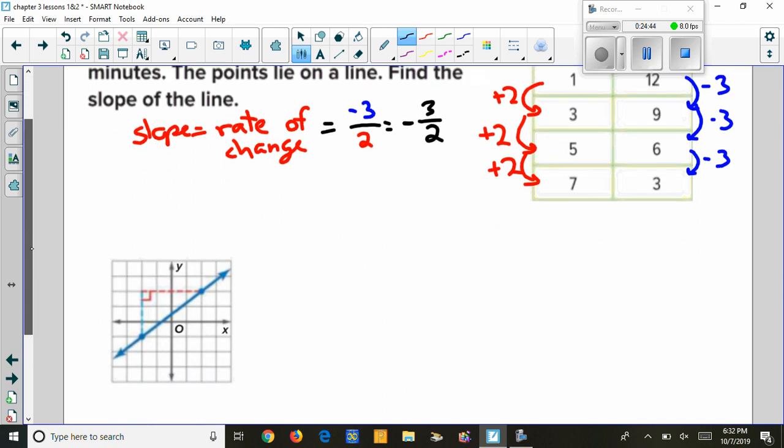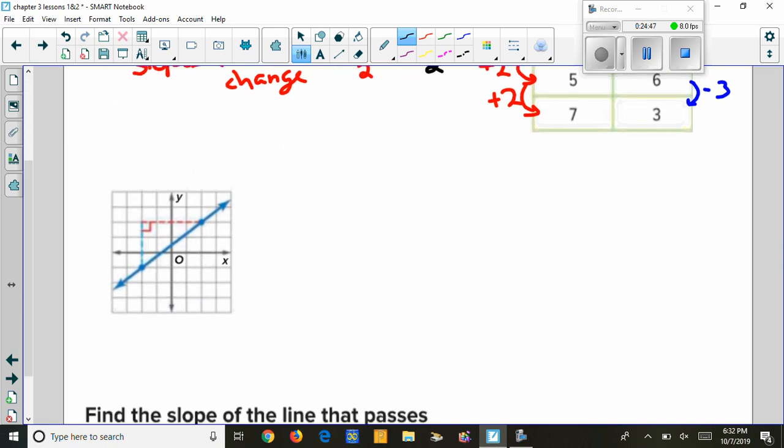We also have a graph. And for this graph, we just look at the rise and the run, which they already have marked. So 1, 2, 3. Since I counted up, that is plus 3. And then 1, 2, 3, 4, plus 4 because I counted to the right, giving me a slope of 3 over 4.